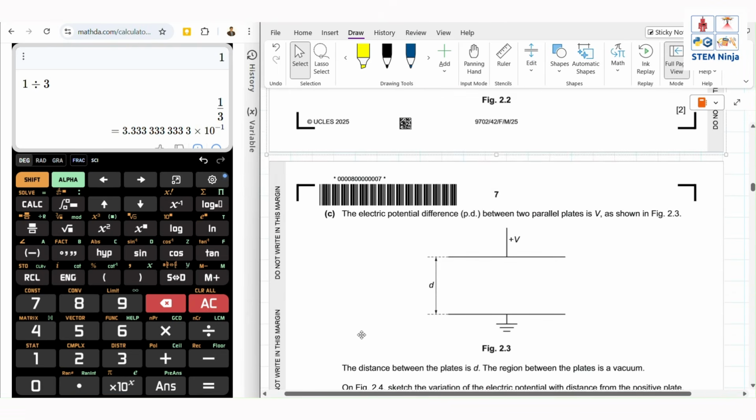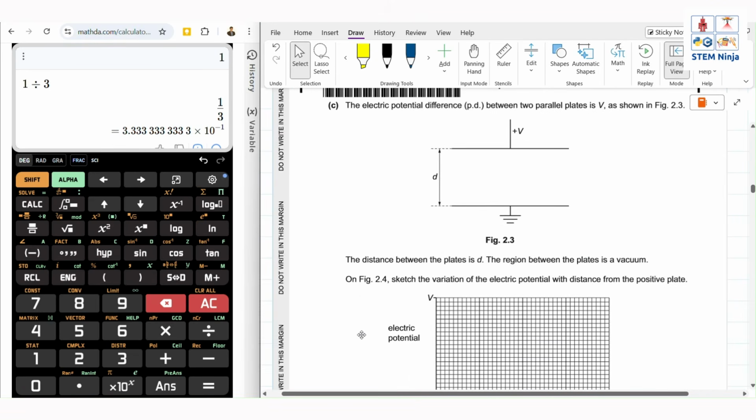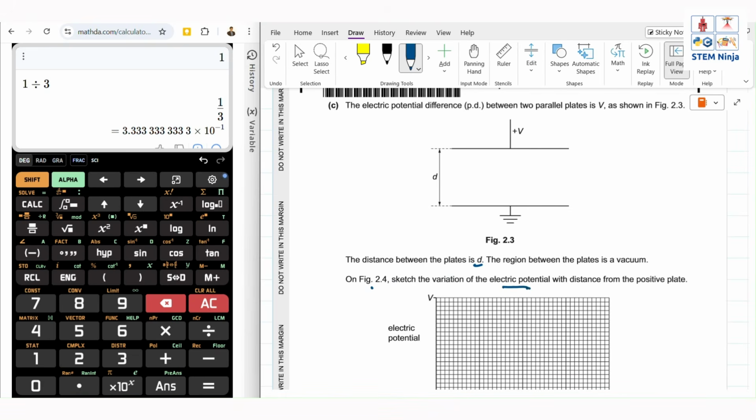Okay. The electric potential between two parallel plates is V, as shown in figure 2.3. The distance between the plates is D. The region between the plates is a vacuum. On figure 2.4, sketch the variation of the electric potential with distance from the positive plate.